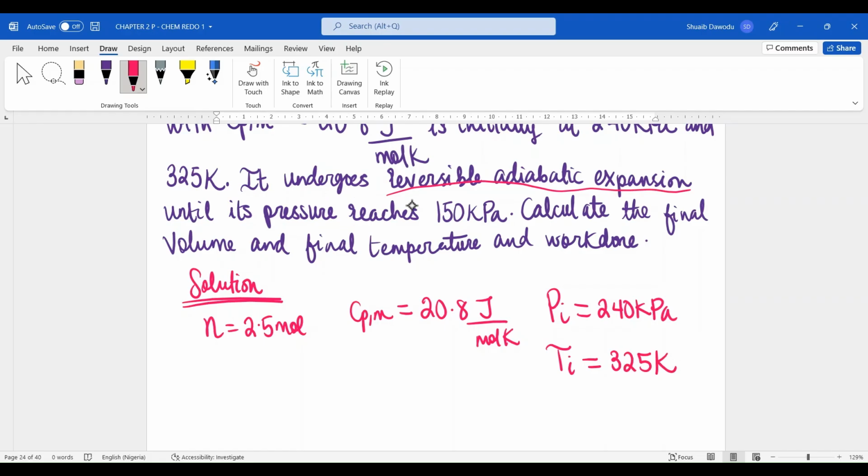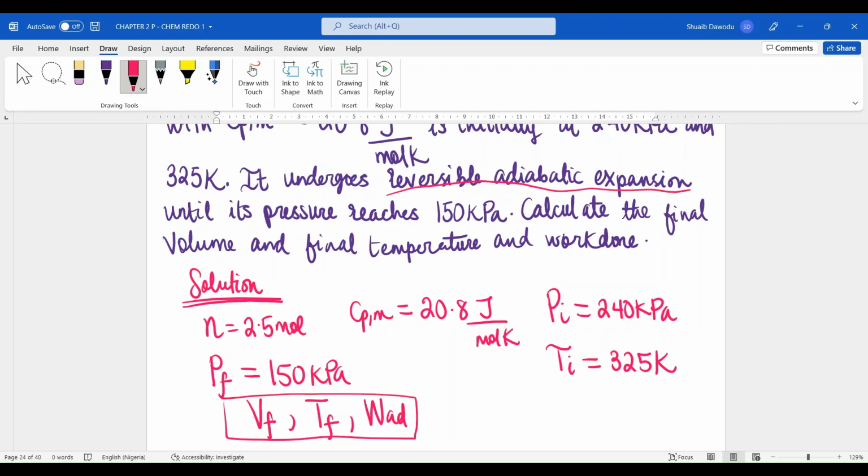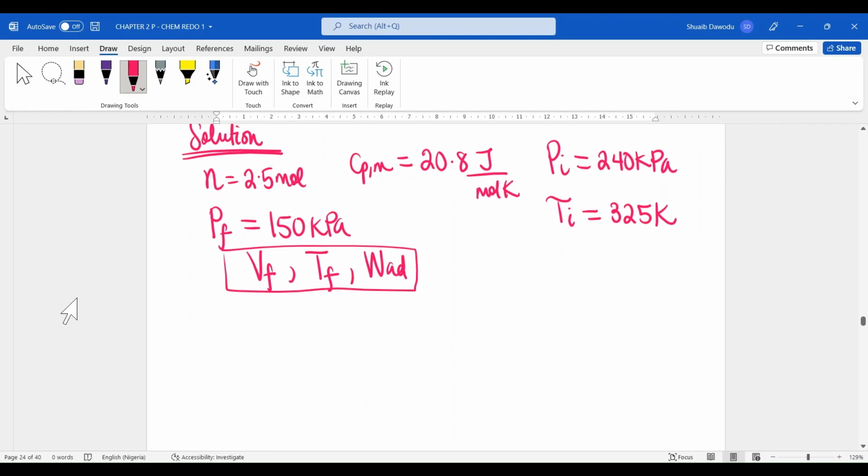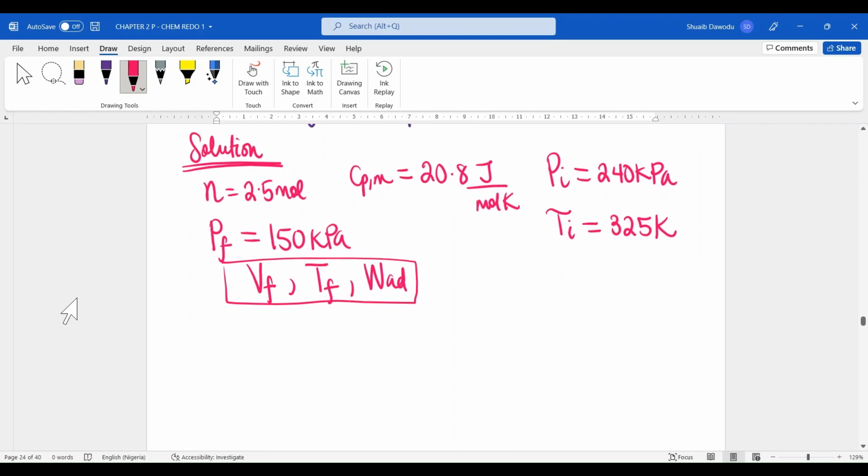They told us that it undergoes reversible adiabatic expansion until its pressure reaches a lower value, so there's a decrease in pressure. P final becomes 150 kilopascal. We are asked to find the final volume, the final temperature, as well as the adiabatic work done. So these three are what we're solving for in this question.